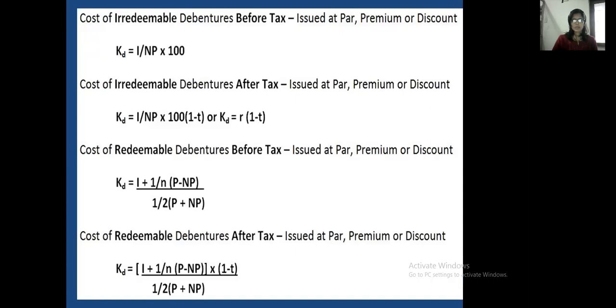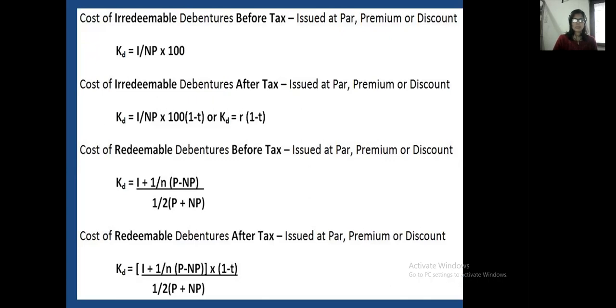This is the way through which we calculate the cost of irredeemable debenture before tax at par, premium, or discount: Kd equals I upon NP into 100. Cost of irredeemable debenture after tax issued at par, premium, or discount: Kd equals I upon NP into 100. In this after-tax case, we have to include 1 minus T, 1 minus tax rate.